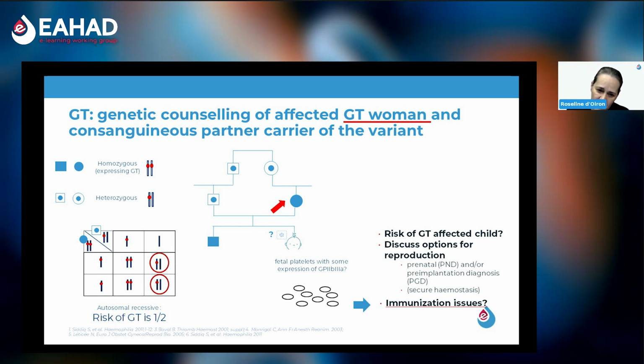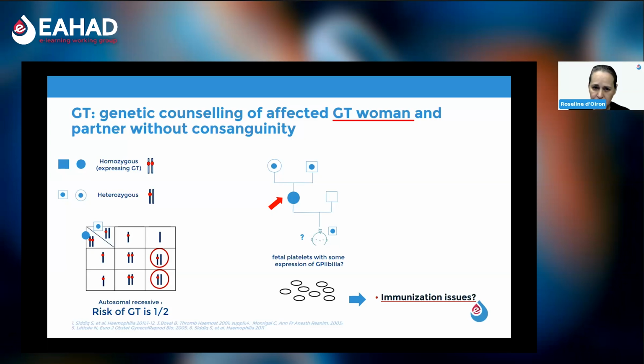However, if you have a risk of heterozygosity in the children, these can express some normal integrin in some of the platelets, and that could also be the case in case of a partner not carrier of the variant. And if the fetus is expressing GPIIb/IIIa, at least in some of the platelets, this can cause immunization issues for the pregnancy of the mother.